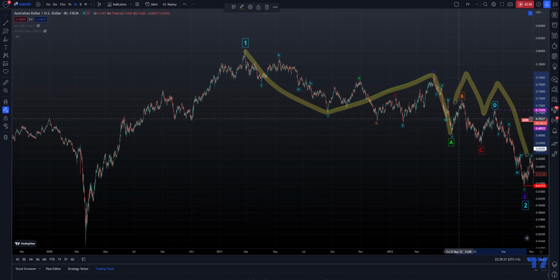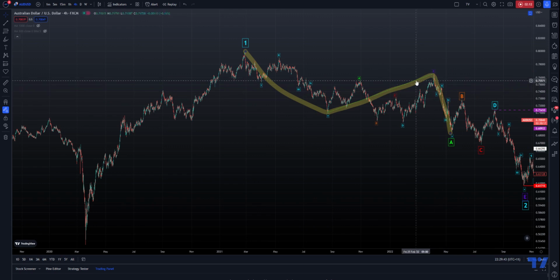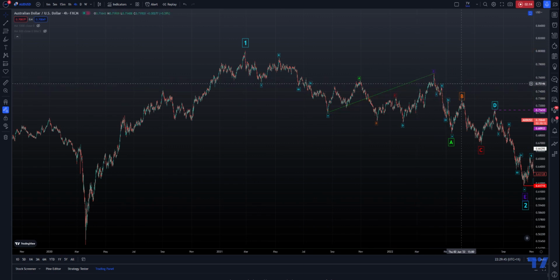To me, that's some kind of indication there that I don't want to overlook, especially when it's too late. So if this is the true corrective pattern that I'm seeing here, then we need to basically break above this level here, 71 cents, to confirm that we're moving higher in wave three.